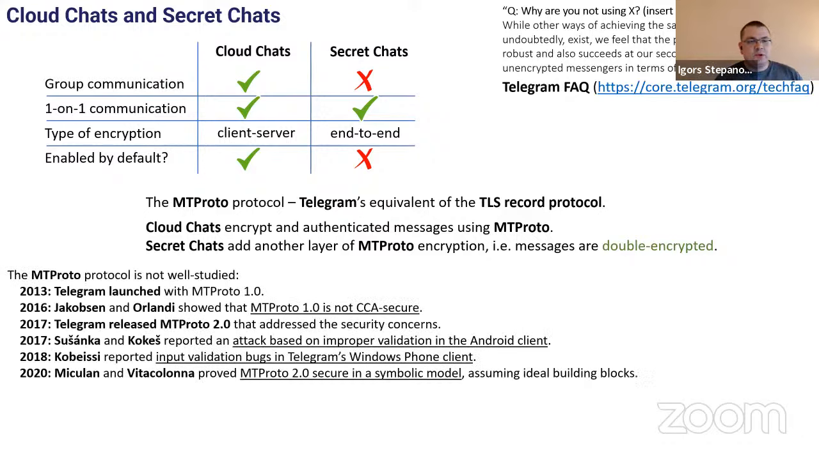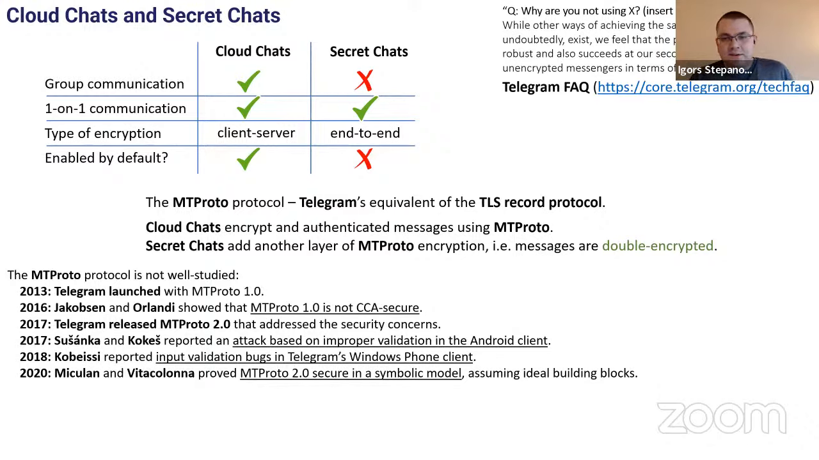So the MTProto protocol: Telegram was launched with version 1 of the protocol in 2013. In 2016, a CCA attack was published against MTProto version 1. In 2017, Telegram updated the protocol to release version 2. In 2017 and 2018, there were two works that reported some weaknesses with the protocol. In 2020, a paper proved MTProto secure in the symbolic model, assuming ideal building blocks and abstracting away all implementation and primitive details.